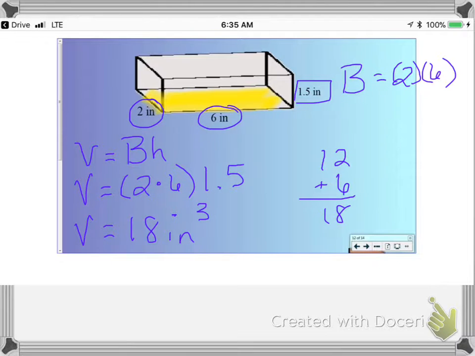When we find area, it's squared because we're doing inches times inches. But here, inches to the third power means inches times inches times inches, which is what we did. We did 2 inches times 6 inches times 1.5 inches. So we write this shorthand style by making it inches to the third power.